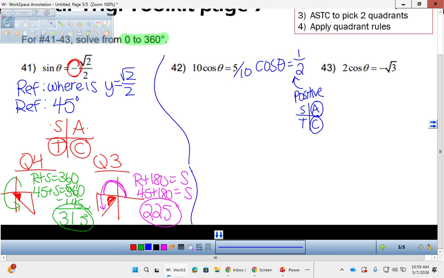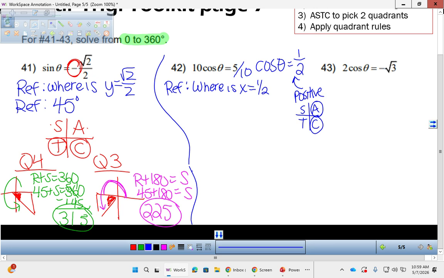What I need is a reference angle. So to get the reference angle, and because it's cosine, I want to know where is x 1/2. If it was sine, I'd say where is y 1/2. So it just depends on the trig function. All right, so where is x 1/2?